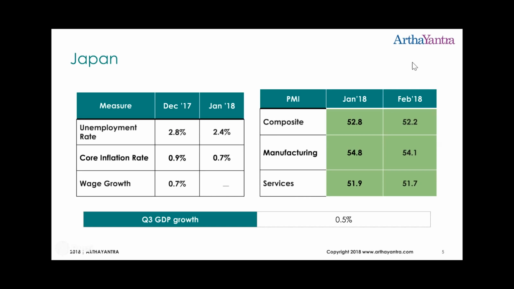So the overall composite PMI for Japan is 52.2. The services comprise about 60% of the Japanese economy. With an expanding services PMI, it actually bodes well for the Japanese economy in terms of expansion. So that's why if you look at the GDP growth for the previous quarter, it stood at about 0.5%. Japan's economy grew at a slower rate than expected in the October to December quarter. The exports were not exactly strong enough to compensate for the weak domestic demand.